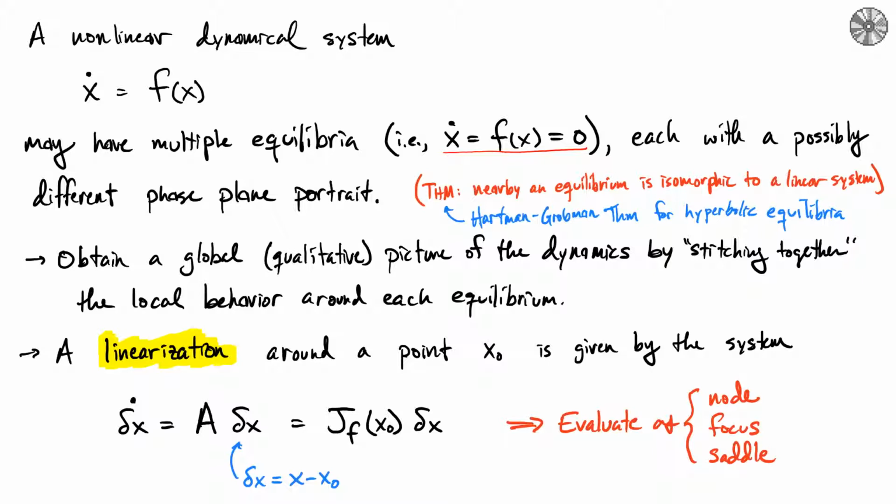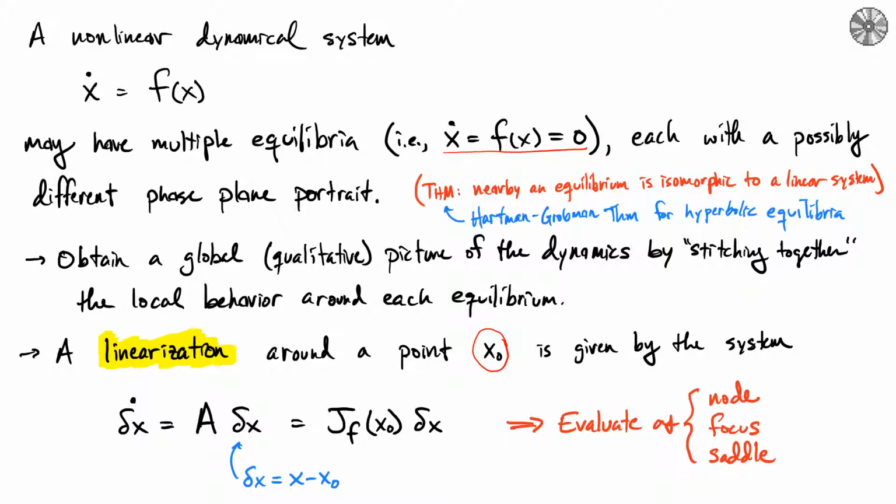And so the whole idea about analyzing nonlinear dynamical systems from this linear perspective is to get an overall picture, usually a qualitative picture, of what the dynamics of this system look like by stitching together the local behavior given by each equilibrium. That local behavior is determined by the linear system that mimics the nonlinear system around the equilibrium. When we talk about linearization, it's important to remember that we are linearizing around a point x0, and typically that is going to be an equilibrium of the system. At least for the purposes of this course, that's what we'll do.